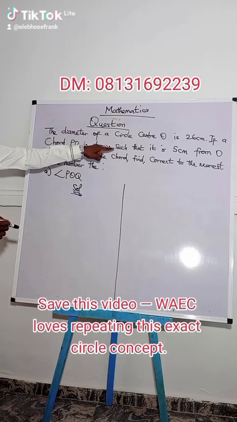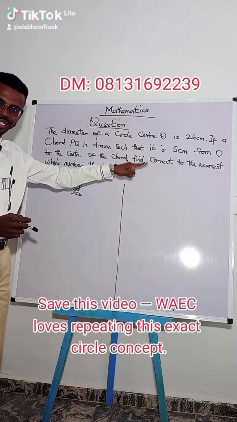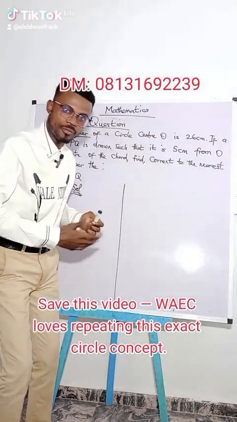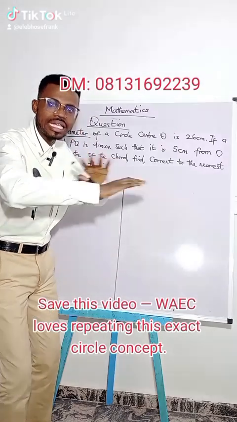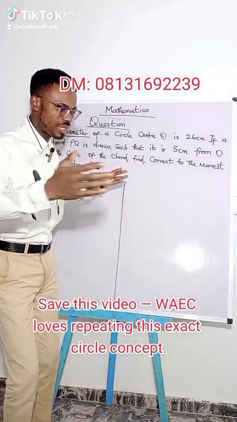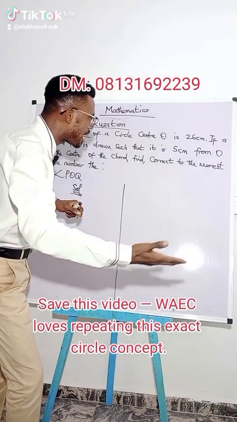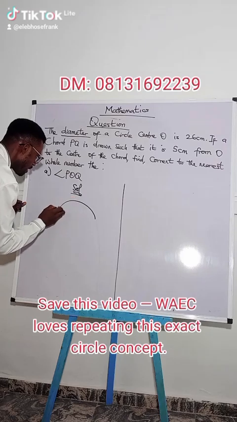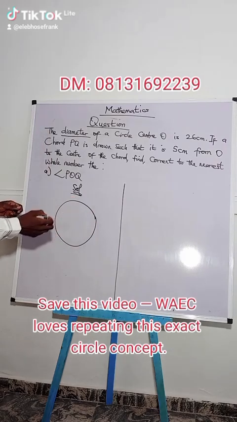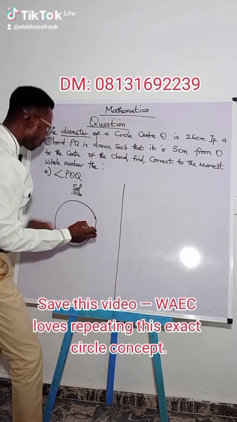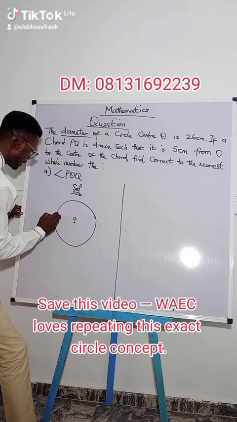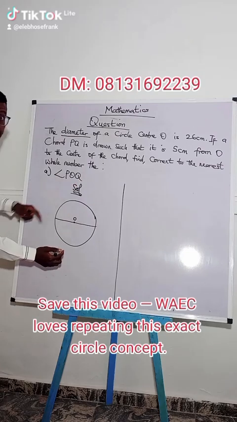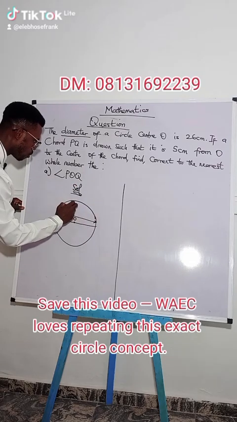The diameter of a circle center O is 26 cm. Now what is a diameter? A diameter is a line that divides a circle into two equal parts. Okay, so that line that divides the circle into two equal parts is called the diameter. All right, so if for instance this is my circle, and this is the center O, now this line that divides it into two equal parts, this part equal to this part, is the diameter, and we are told that it is equal to what?